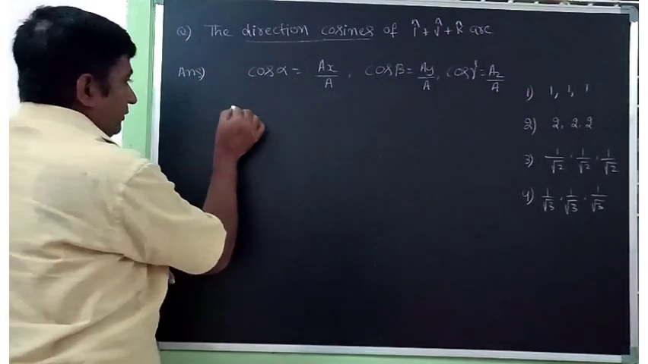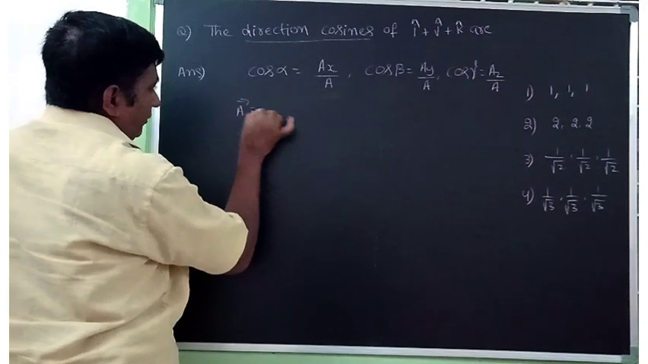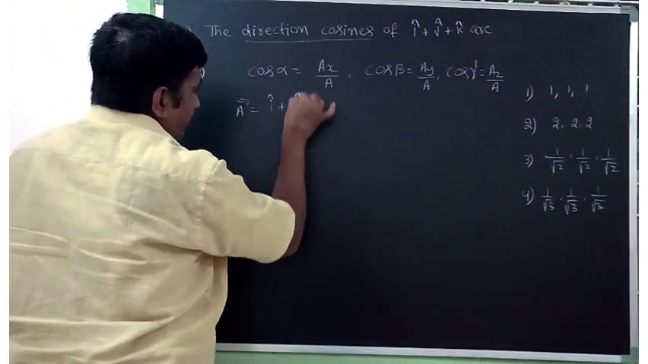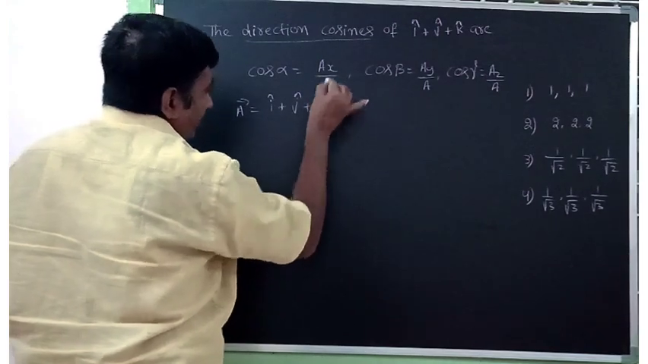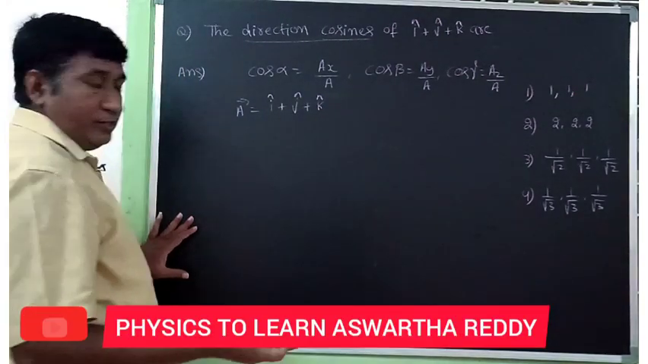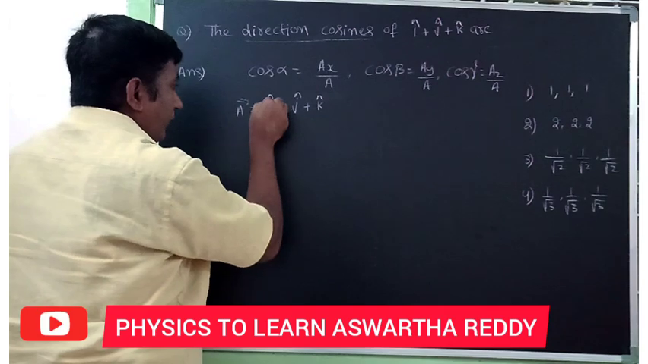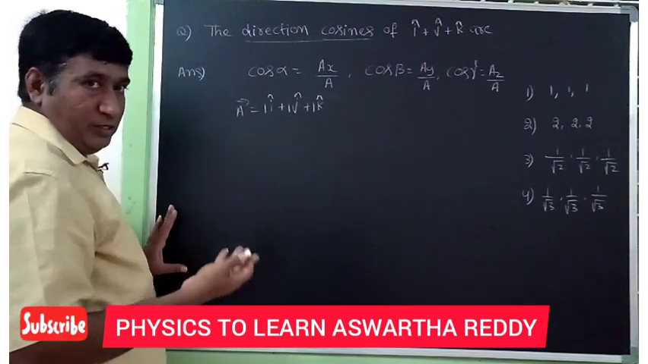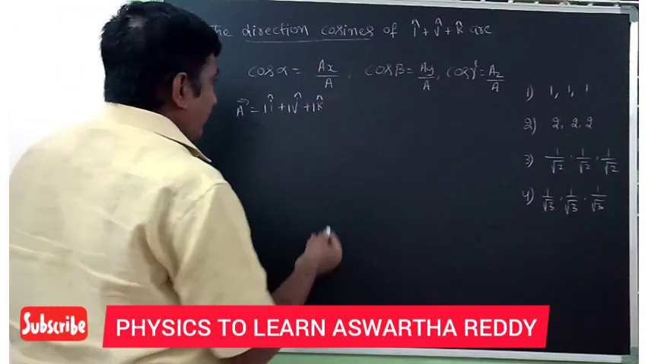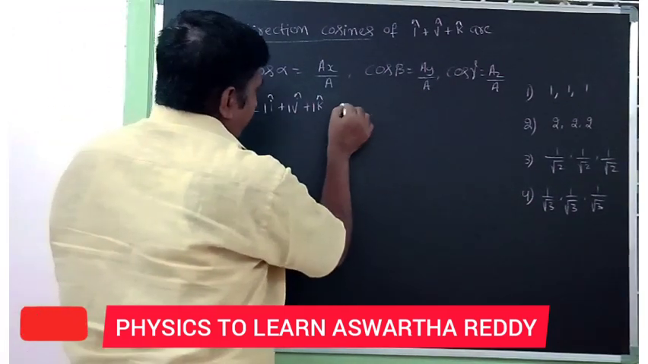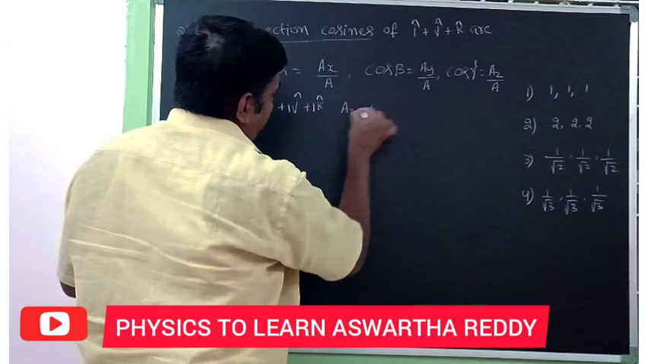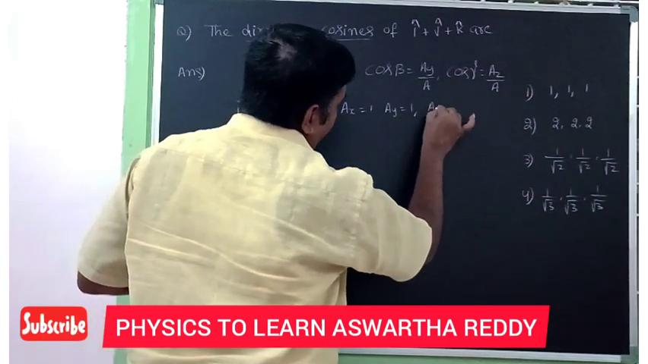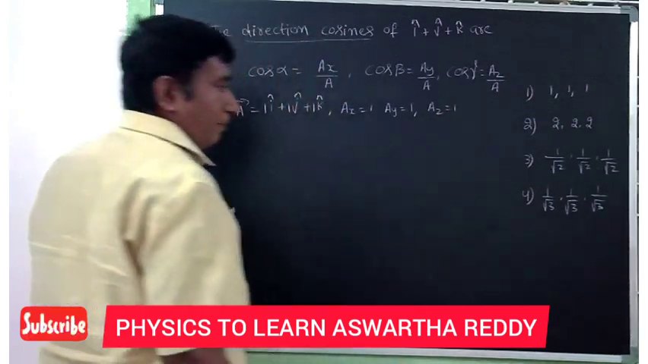So let us consider this as a vector. A vector is equal to I can take it as i cap plus j cap plus k cap. Here i, j, k have been given, meaning here we can take 1, 1, 1. With the help of this, I can write ax is equal to 1, ay is equal to 1, and az is equal to 1.